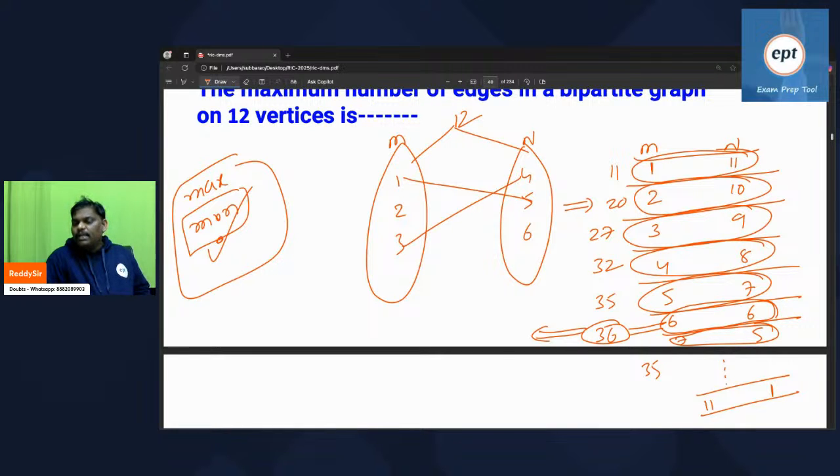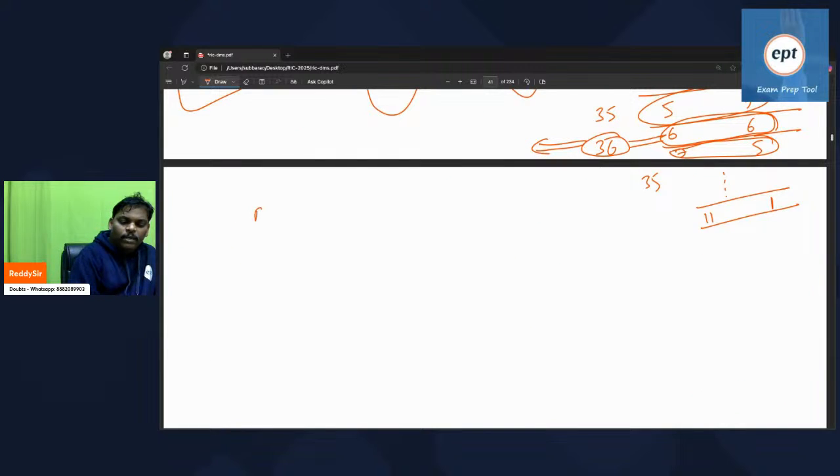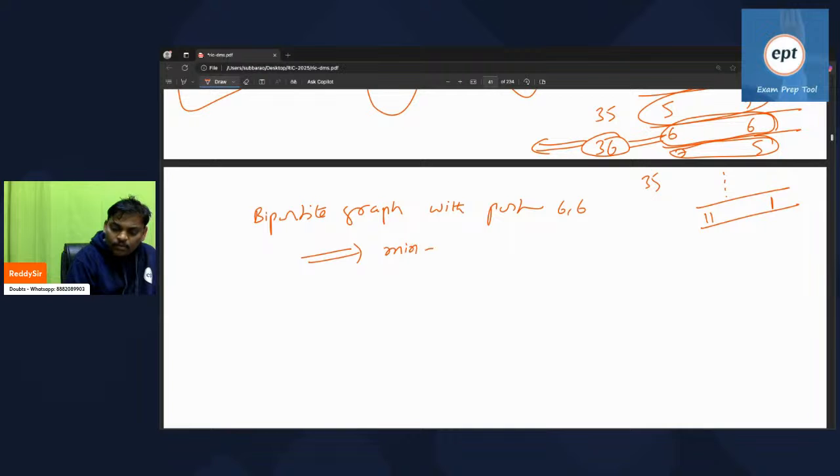Yes, exactly. Aditya said K6,6. Let me write now. Bipartite graph with partition 6, 6. Minimum edges are 0, but maximum edges Mn.